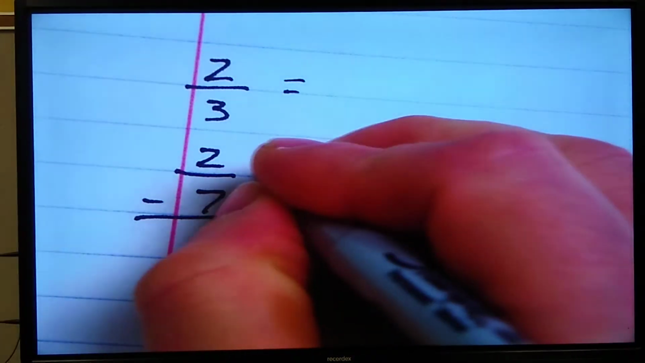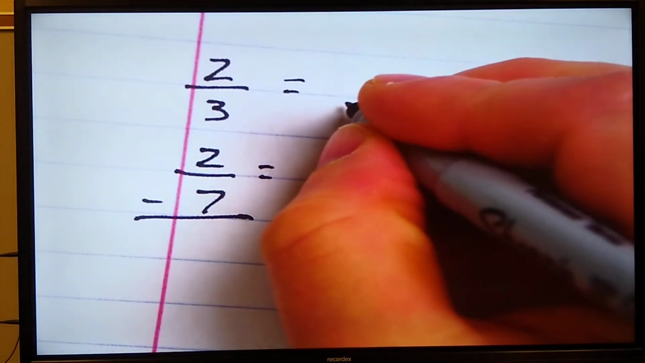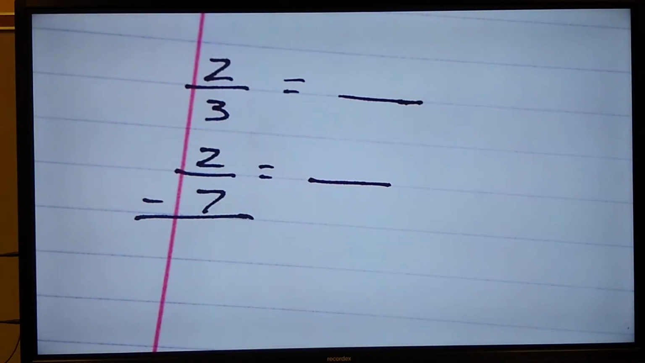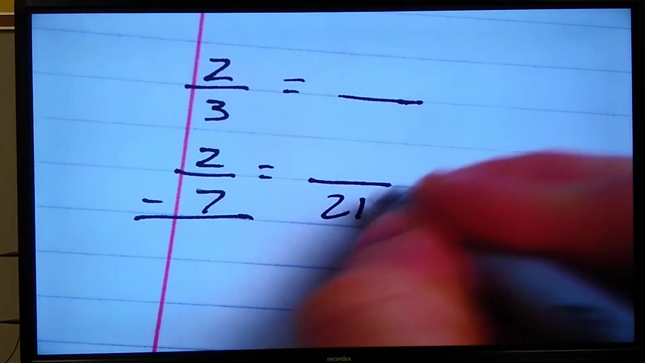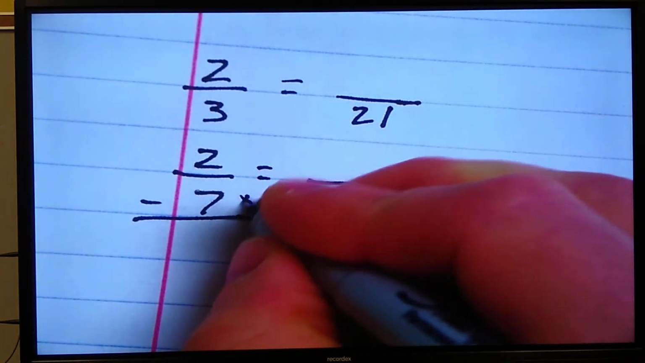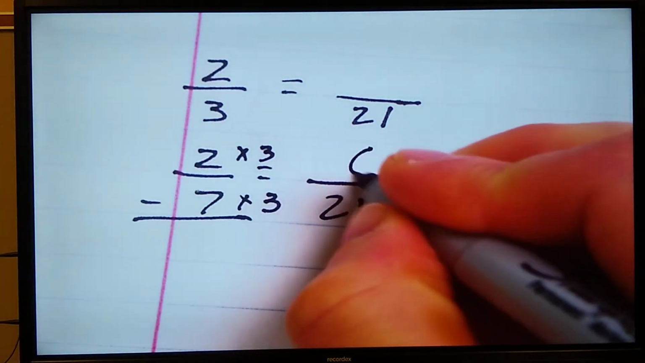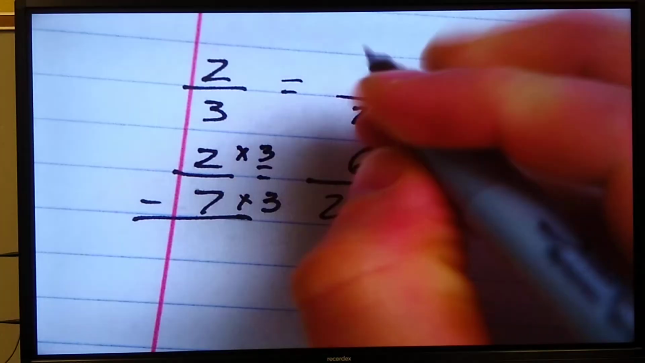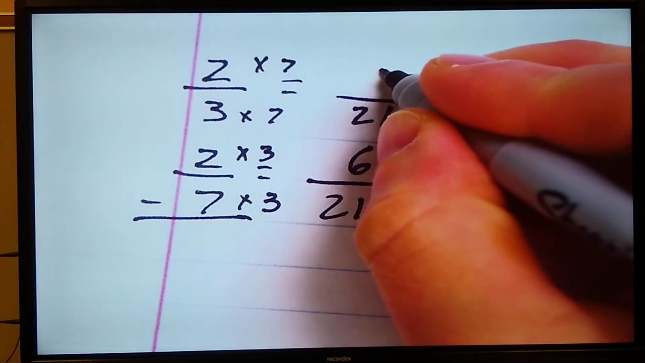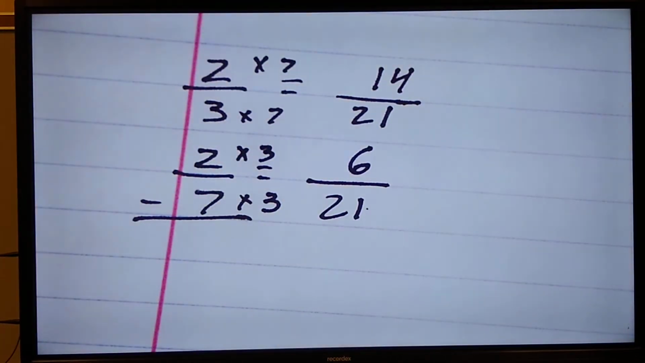Now, you must find the new denominator. Now, you should know how to do that by now. We've been practicing it a lot. So you should have come up with 21 as your new denominator. Now you must find the new numerator. 7 times 3 is 21. So 2 times 3 is 6. 3 times 7 is 21. So 2 times 7 is 14.